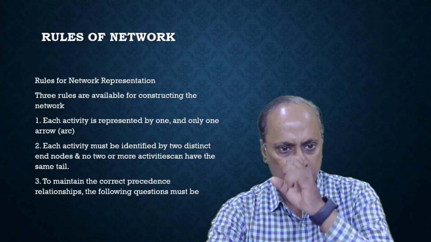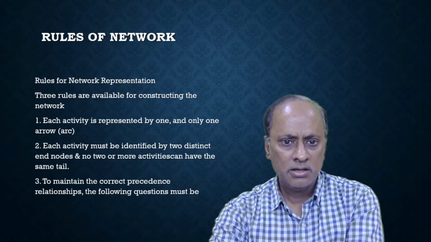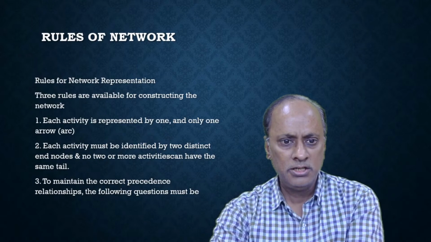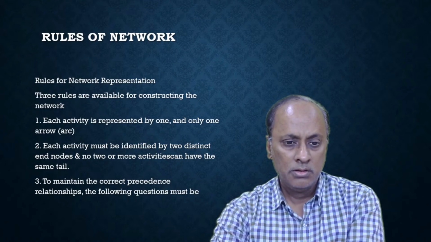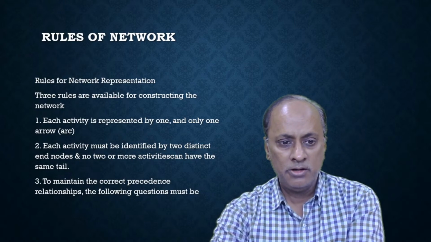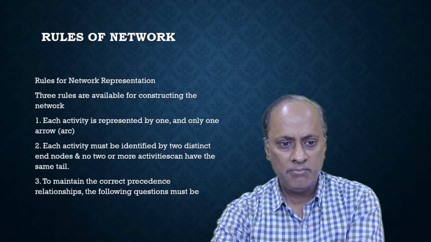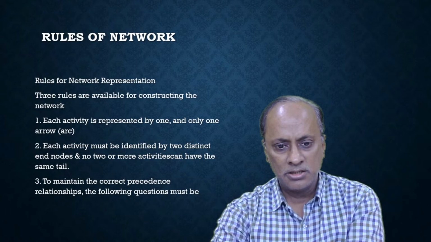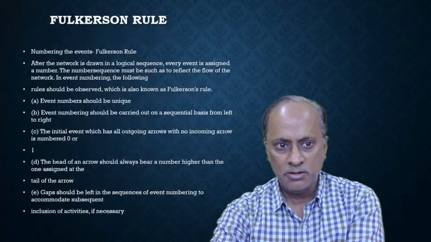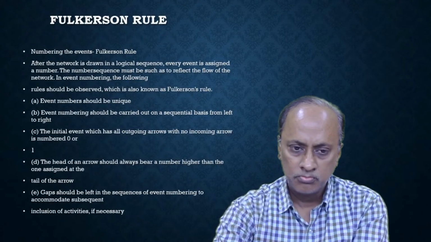Rules of network diagram. Three rules are available for constructing it. Each activity is represented by one and only one arrow. Activity must be identified by two distinct end nodes. No two or more activities have the same tail. To maintain the correct precedence relationship, the following sequence must be used.